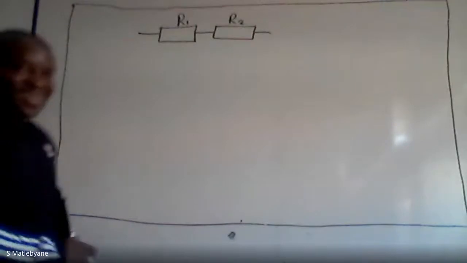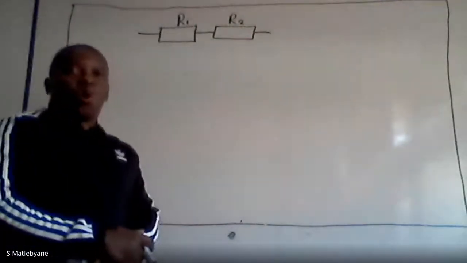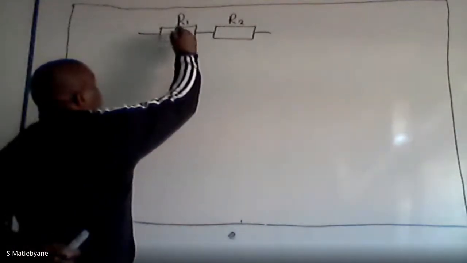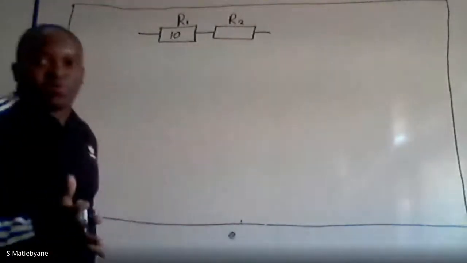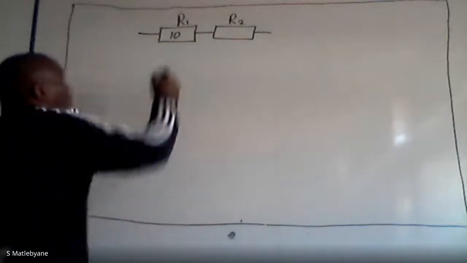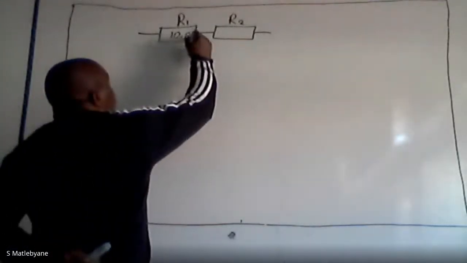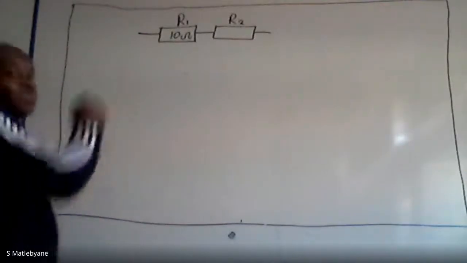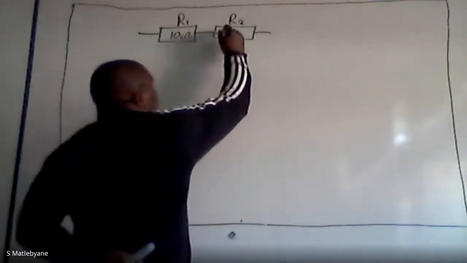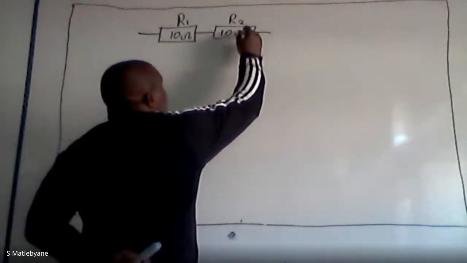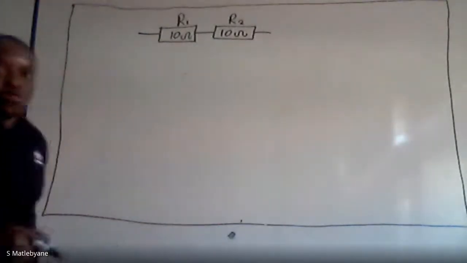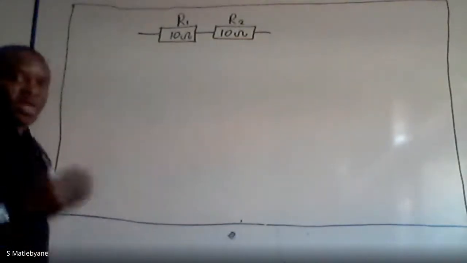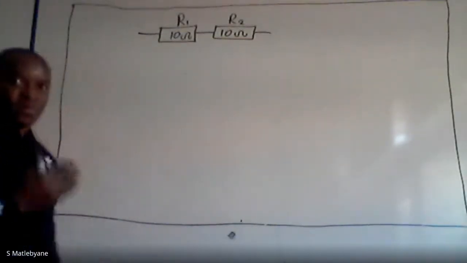So let's say the value of R1 is 10. Remember the units for resistance we said is ohms. So it's 10 ohms. To simplify things, let's make them equal. Then the value for resistor 2 is also 10 ohms. So remember, when they are connected in line like this, we say that they are connected in series.